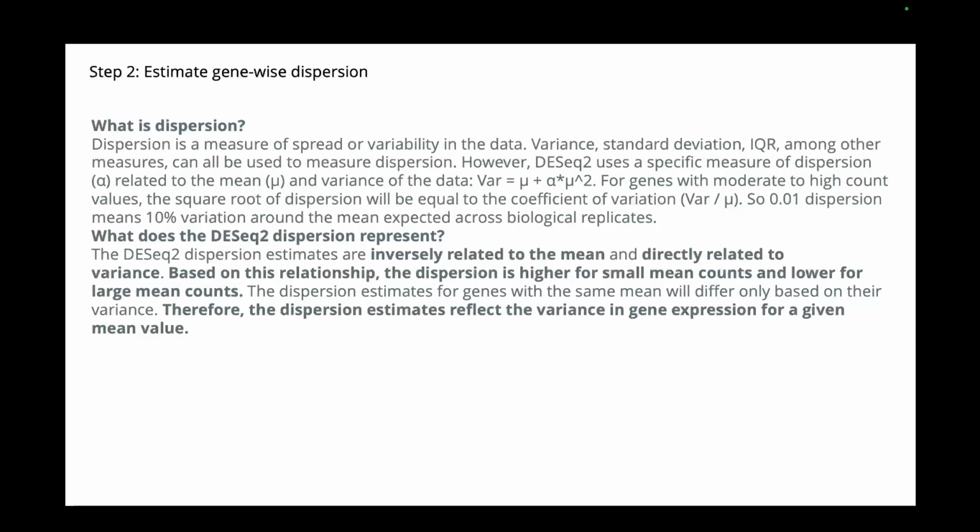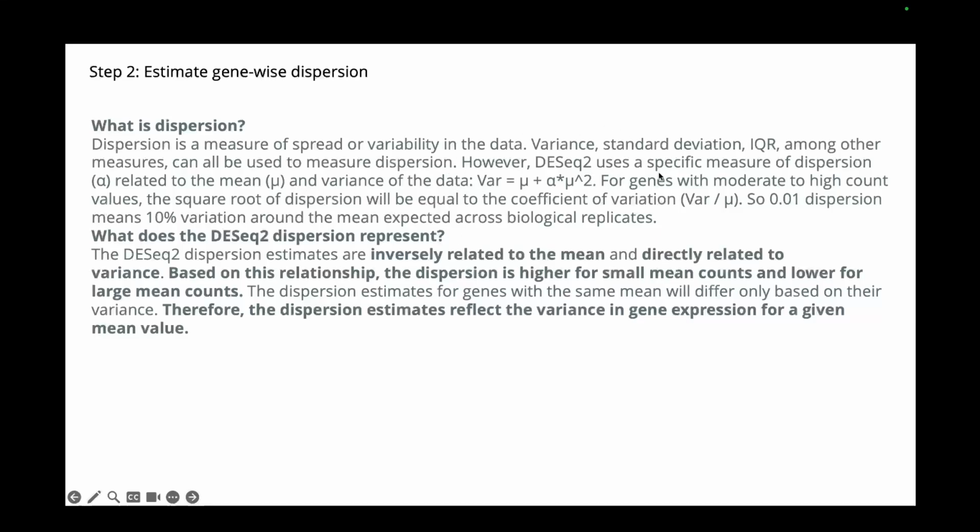Variance, standard deviation, and interquartile range, among other measures, can be used to measure dispersion. Dispersion is just measuring how spread out your data is, how much variance it has. So you can use methods like standard deviation or interquartile range. Interquartile range is basically the difference between the 25th percentile and the 75th percentile of the data. So it gives you how much spread out that data is in a box plot, right? However, DESeq2 uses a specific measure of dispersion, alpha, which is related to the mean, which is mu, and the variance of the data.